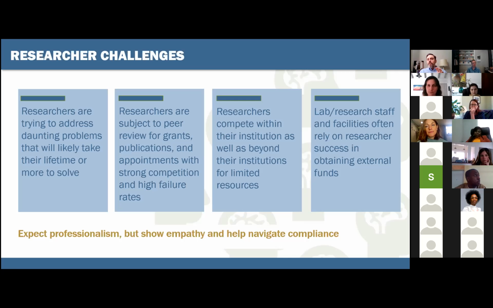And so I just want to pause and note this at the bottom. We're saying all of this just to say that they have a lot of competing priorities. They have a lot of demands on them. We still should expect them to treat their colleagues professionally, and to be understanding of our jobs. But we also want to be empathetic and help them navigate these organizations and these compliance challenges to achieve what are really admirable missions.